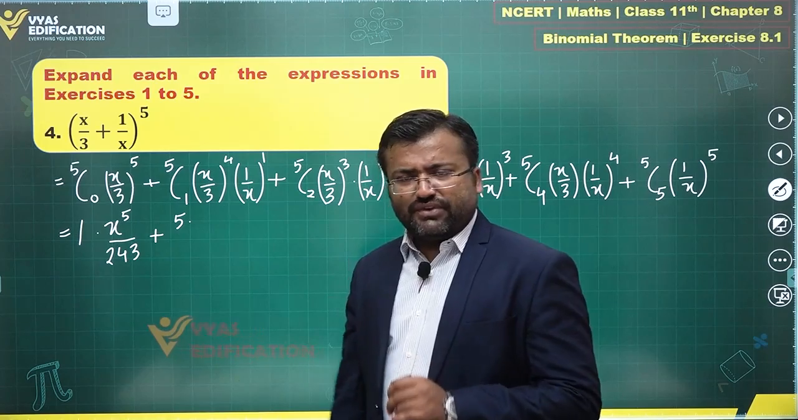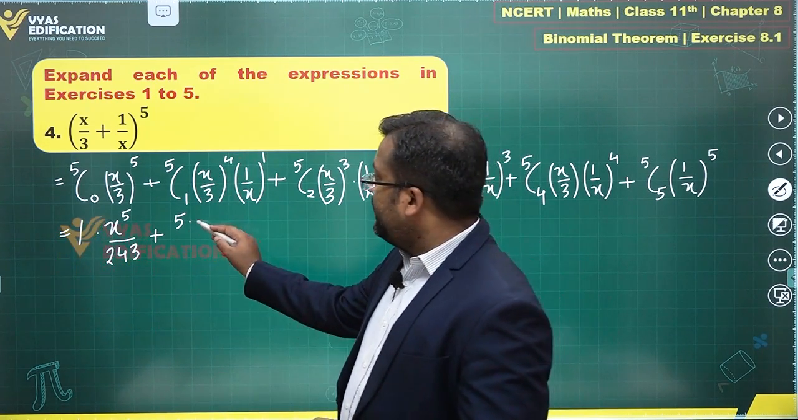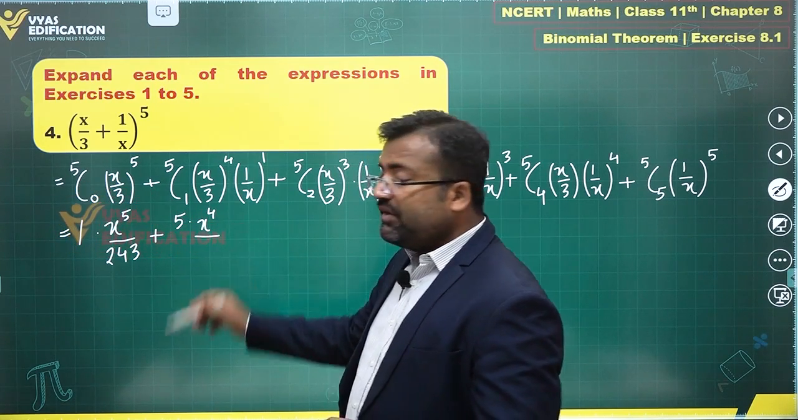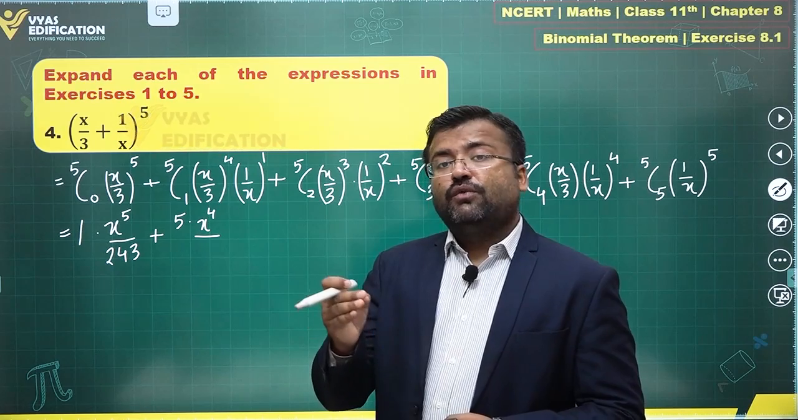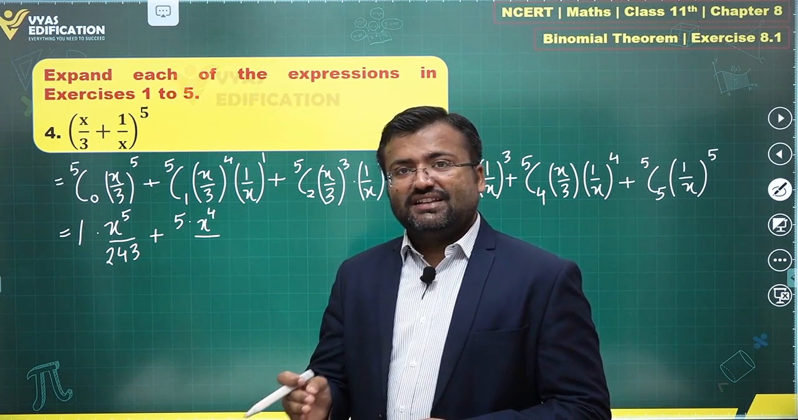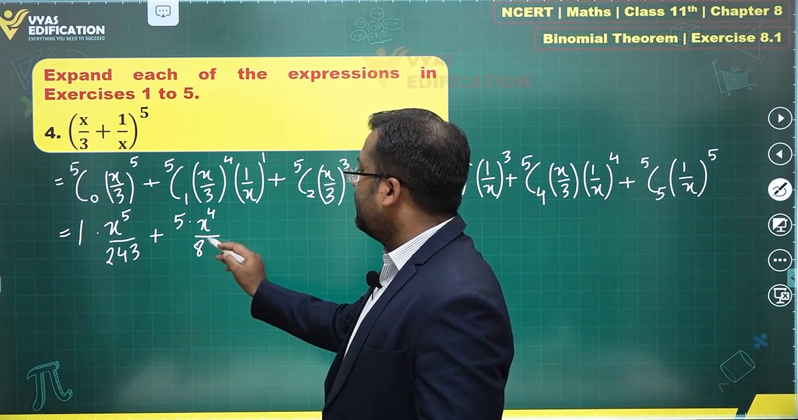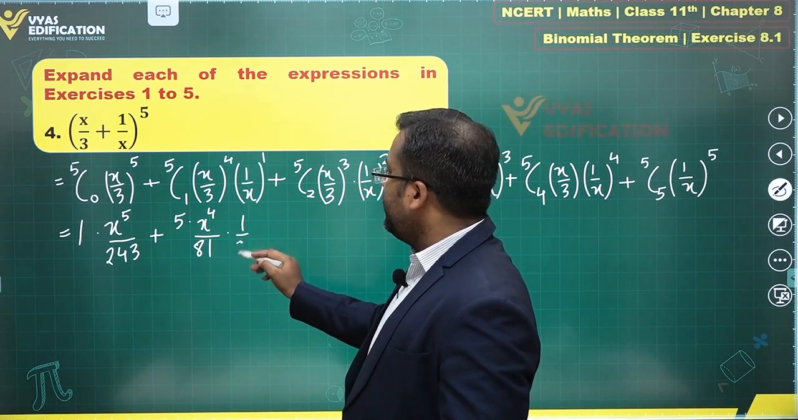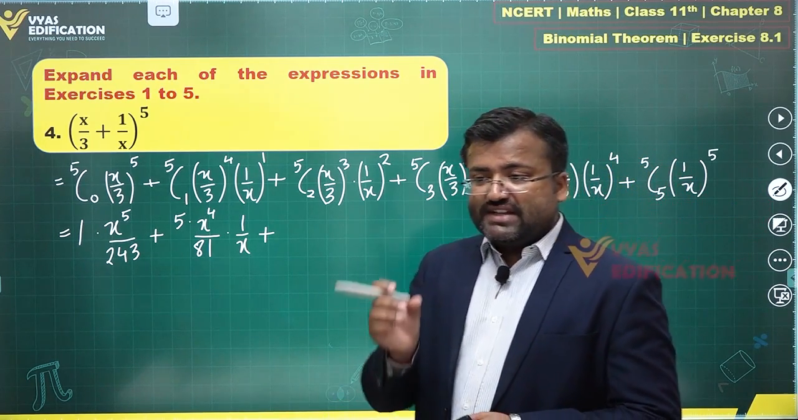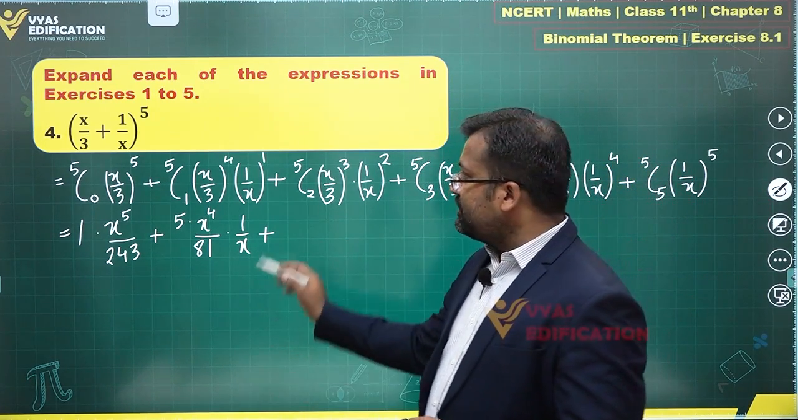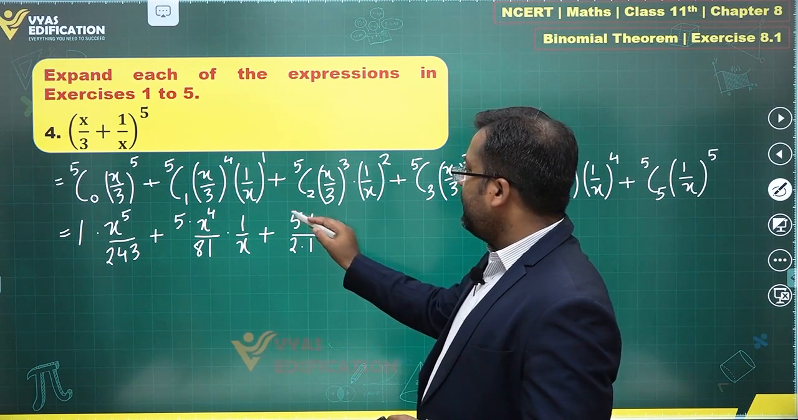5C1 is simply 5, right? What about x by 3 power 4? So for that, numerator will be x power 4, but the denominator would be 3 power 4. Now 3 power 4 is equal to what? 3 power 1 is 3, 3 power 2 is 9, 3 power 3 is 27, 3 power 4 is 81. What about this? This is 1 over x plus. What is 5C2 equal to? Now 5C2 is 5 times 4 upon 2 times 1. This is what we have, right?